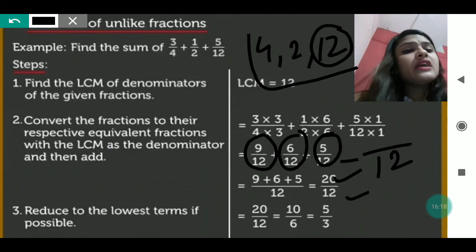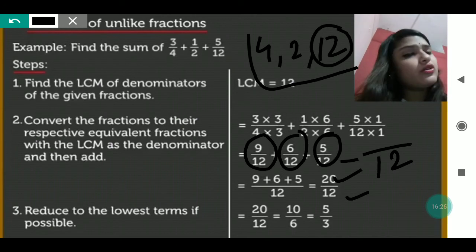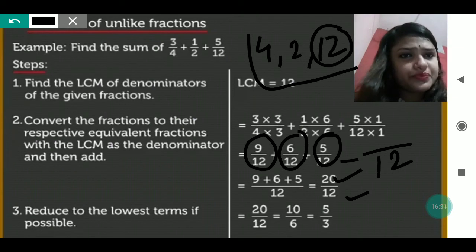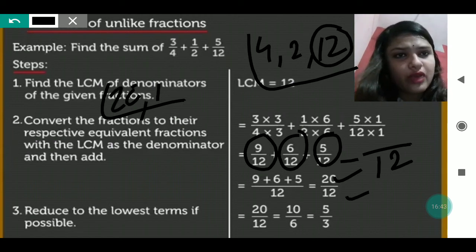Now what do you have to do? If it is asked to reduce the fraction to its lowest term, then you can reduce it very easily, no problem. You have to reduce it to its lowest term, so you have to find the highest common factor. What will you do? You will write 20 and 12.